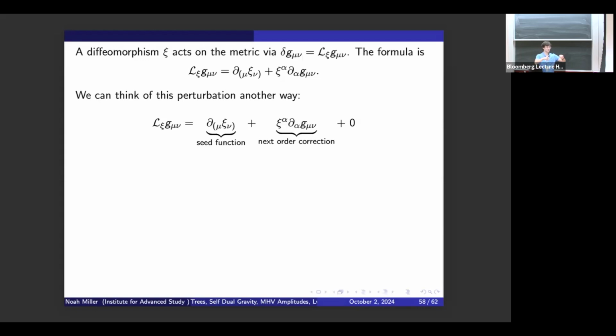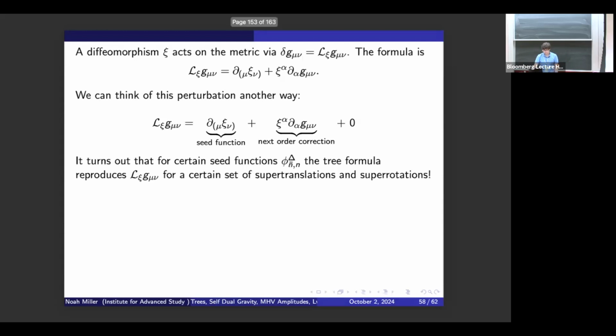So if you started with a solution and then you added this other seed function in, you'd have to then solve the next order term. And then after that, you'd be done. The thing would terminate after that, by adding in the seed function. So it turns out that for a certain subset of these seed functions here, the tree formula reproduces this Lie derivative acting on the metric formula.